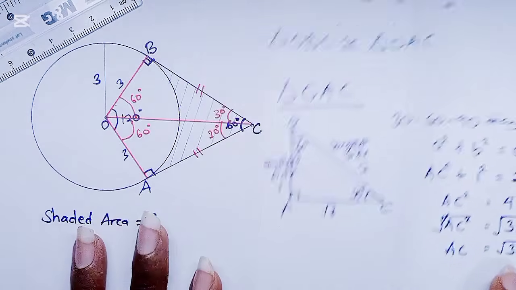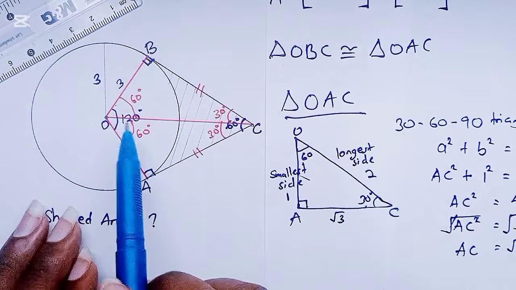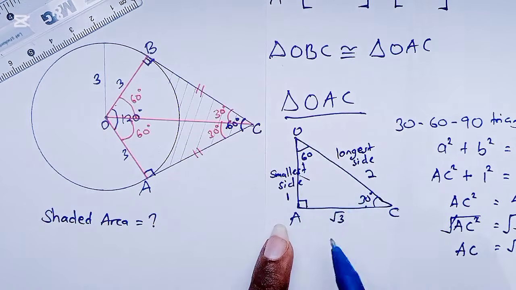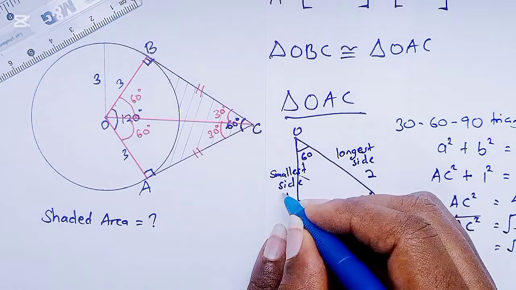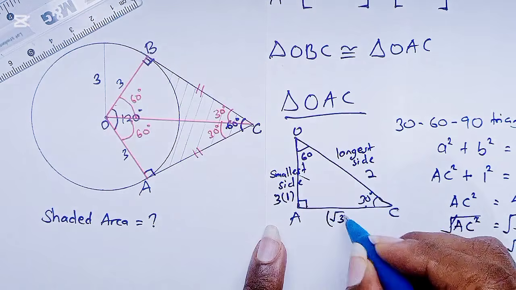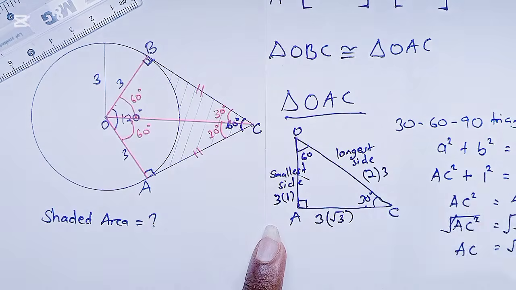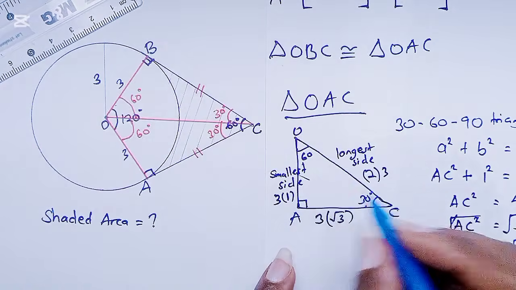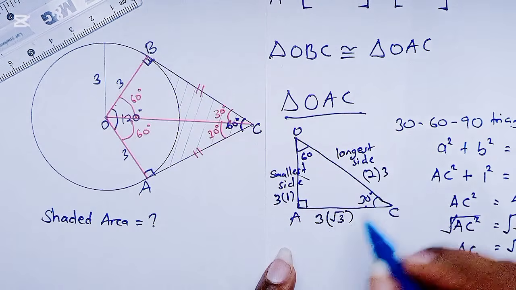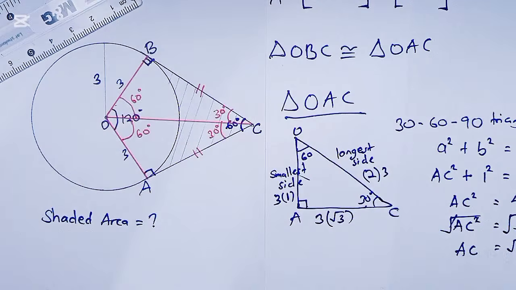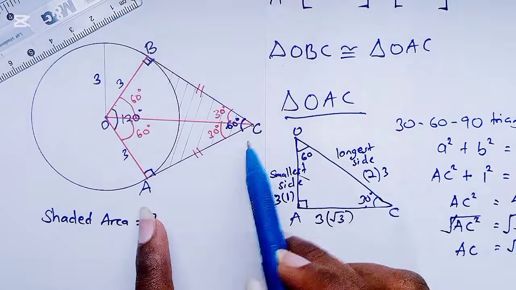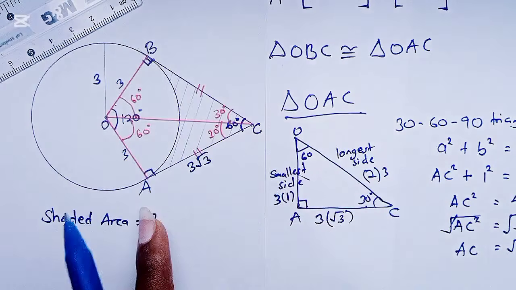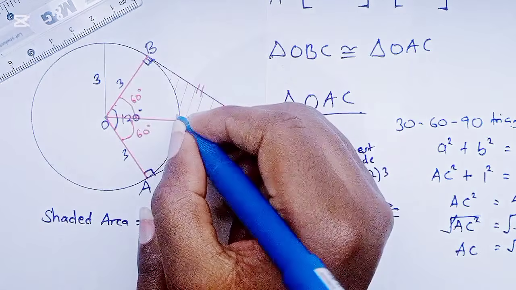But if we are to go back to our original diagram, we can see that OA is 3. And in this case, we are saying OA is 1. So to make it 3, we are going to multiply all sides by 3. Okay? Multiply each side by 3 to balance everything. So this side will be equal to 3 times 1, which is 3. This side will be 3 root 3, and this side will be 6. So therefore, our SC is 3 root 3, and our OC is 6.